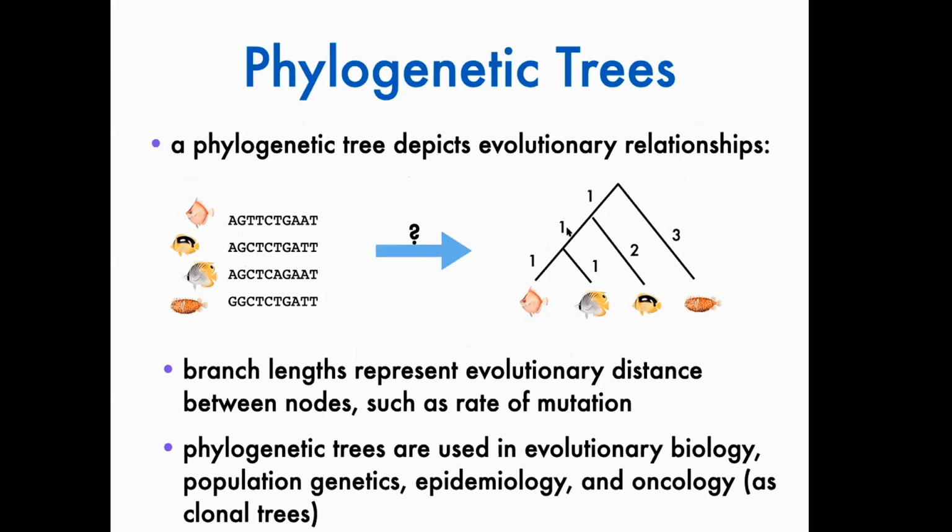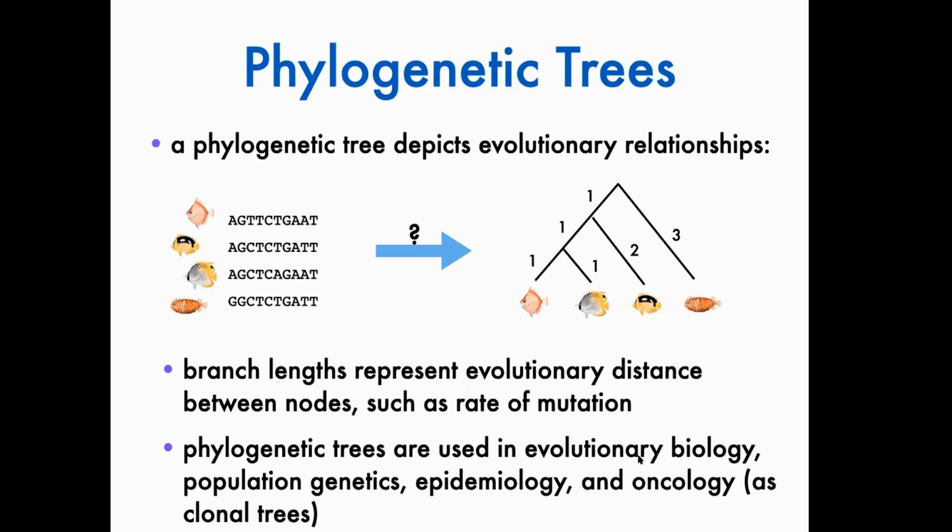Now, usually the branch lengths are actually decimals less than 1, but it's kind of annoying to look at those in a talk. But they would represent some kind of evolutionary distance between the nodes, so something like the rate of mutation. And they can represent time, but if it is going to represent time in a tree, it has to be carefully calibrated with fossil evidence, for example.